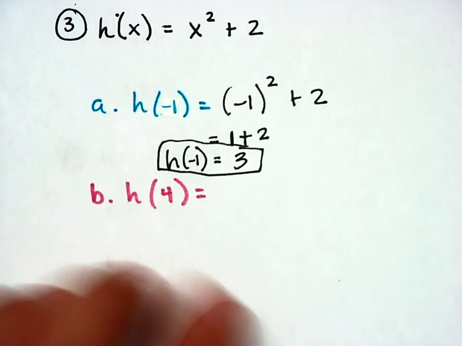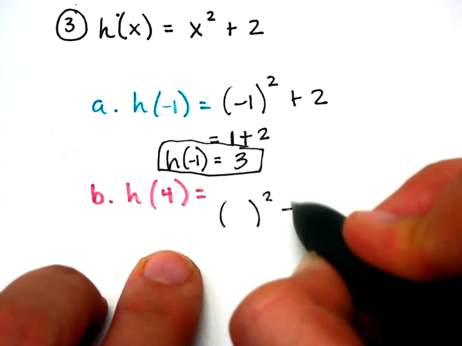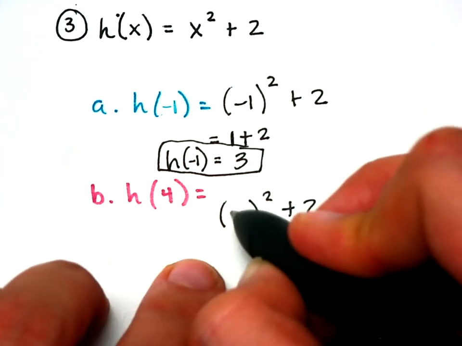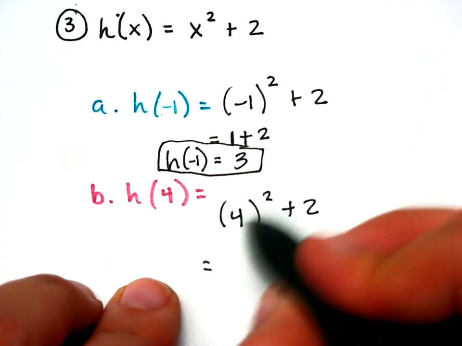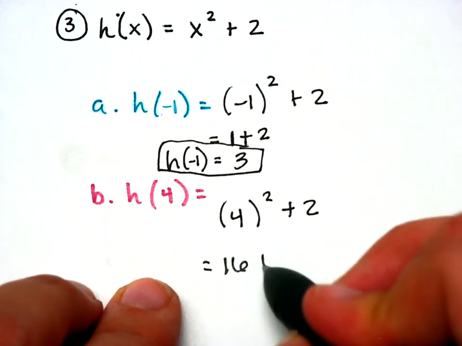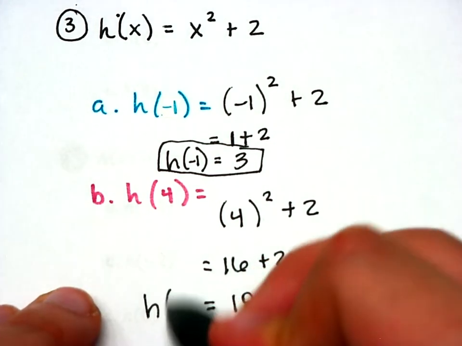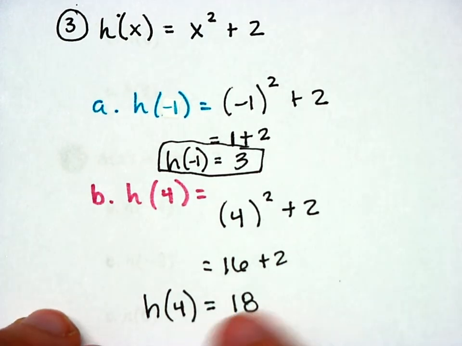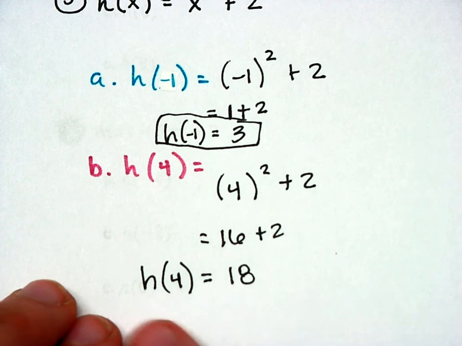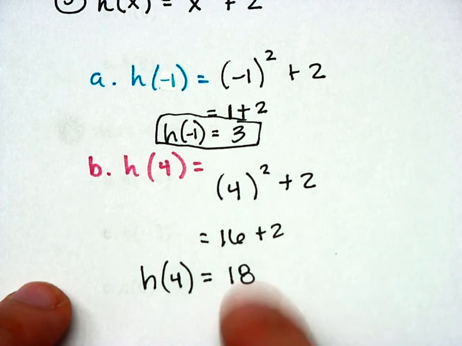All right, let's do the same function, different number. So again, I'm going to rewrite it. But now my x value is 4. So using my order of operations, 4 squared is 16. Then we add 2. So my final output is 18. So h of 4 equals 18. It's really good practice to say these correctly if you've never seen this before. So go ahead and practice saying h of 4 equals 18.